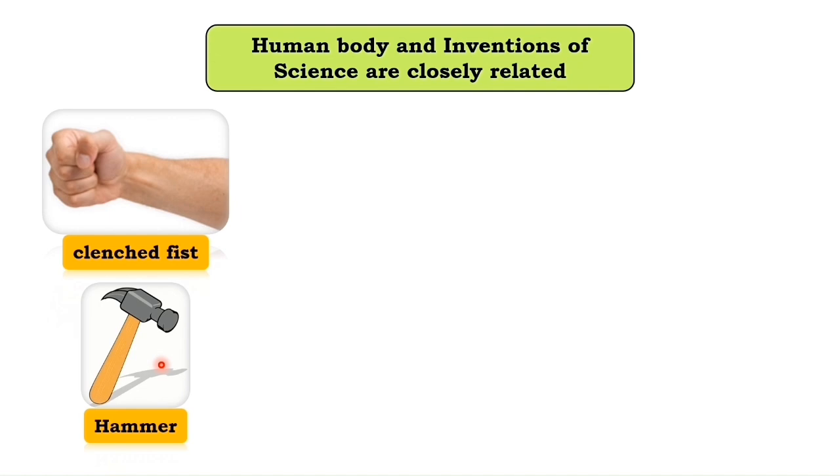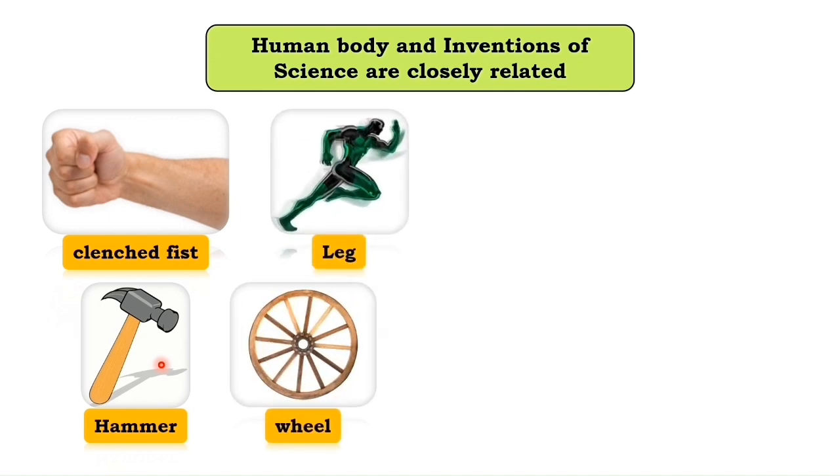Okay guys, now let us see the next example, how legs and wheel are closely related. So with the help of our leg we can move, right? Our legs even carry the weight of our body and support us when we stand. Similarly, wheels allow heavy objects to be moved easily, facilitating movement or transportation while supporting a load. So this is how our legs and wheel are related.